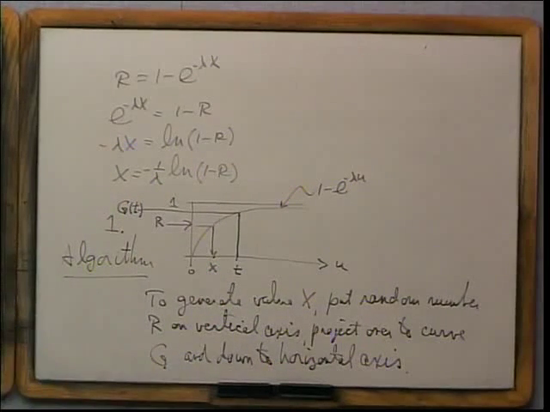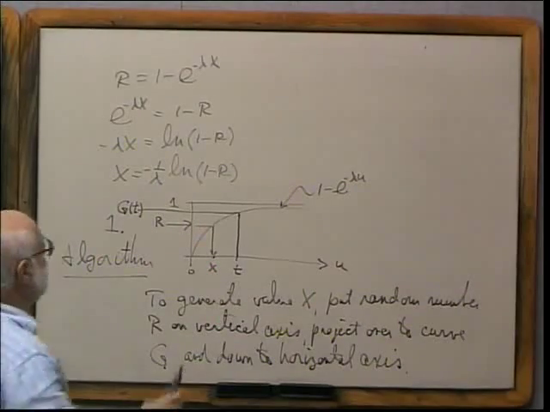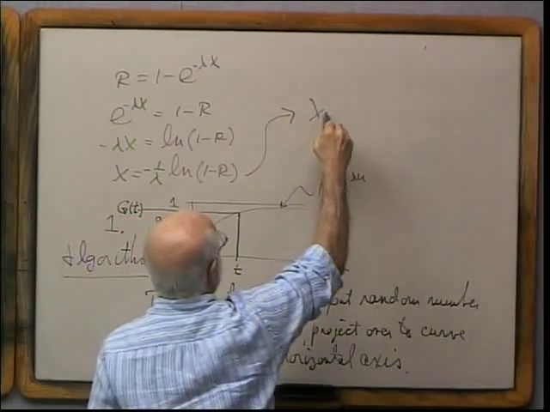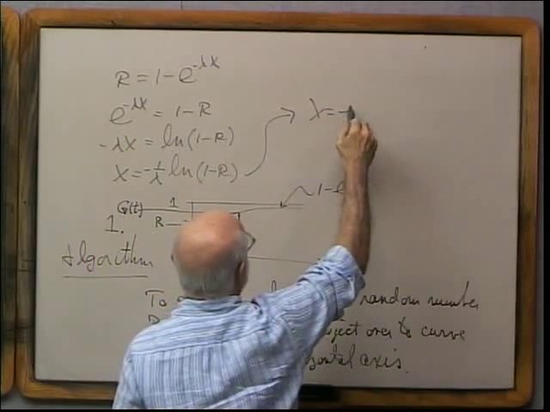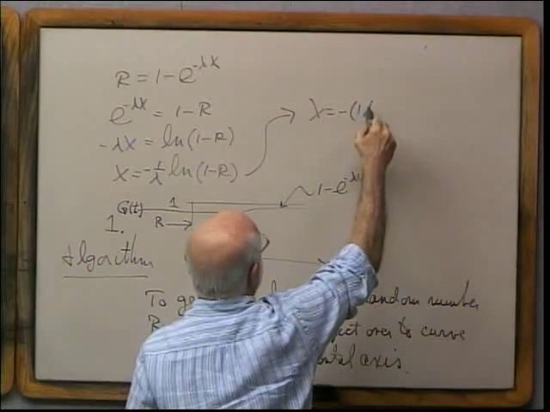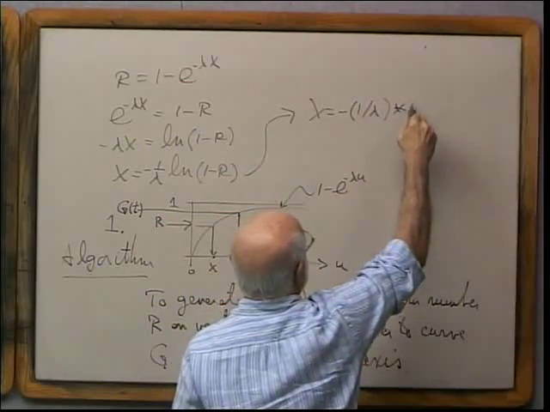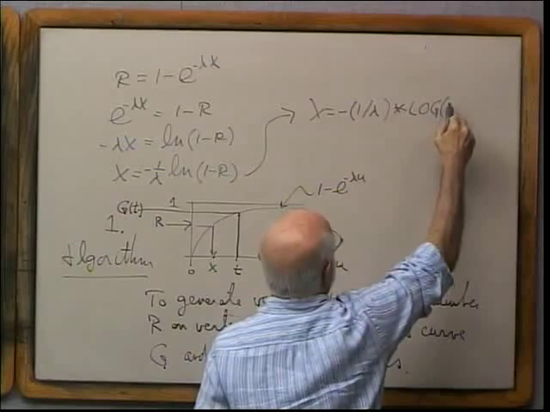Or equivalently, in BASIC, that means that x is equal to minus 1 over lambda, whatever that is, that's going to be some number, times the natural log of 1 minus RND.